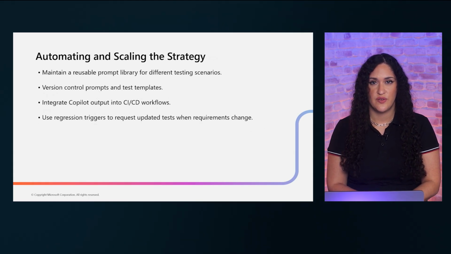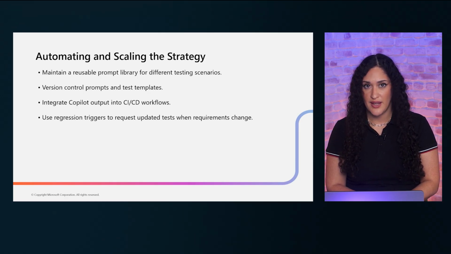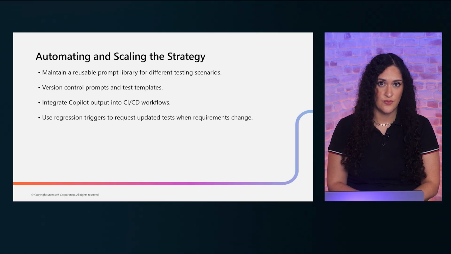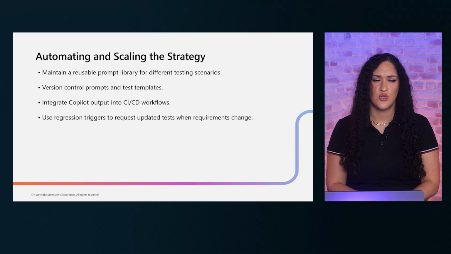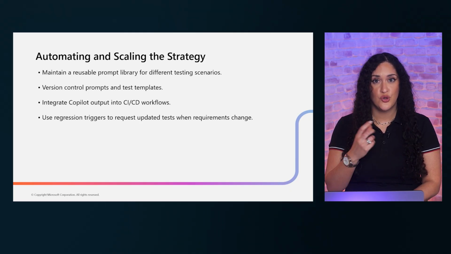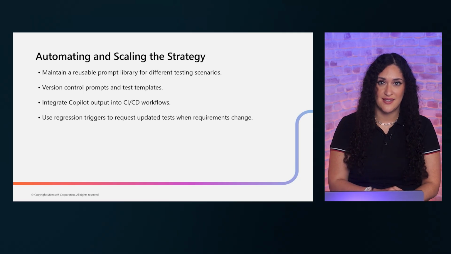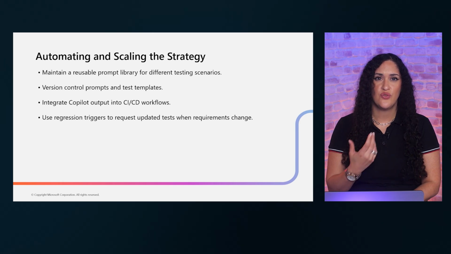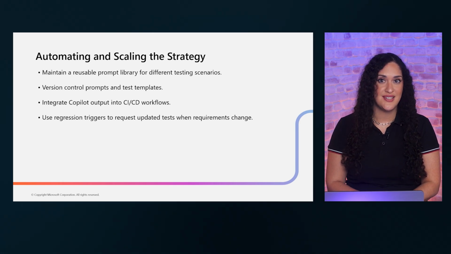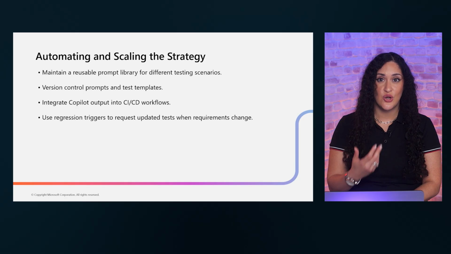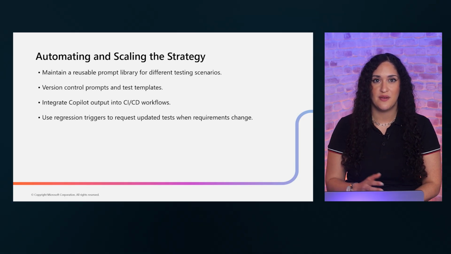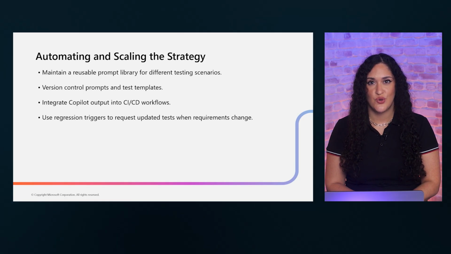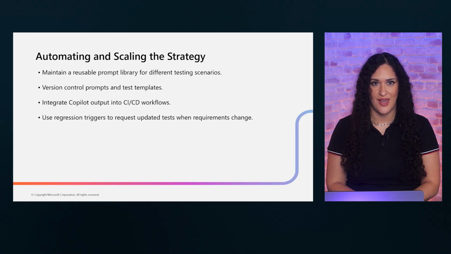To make Copilot-driven testing truly scalable, you need 4 capabilities: a reusable prompt library for different testing scenarios. Don't recreate prompts from scratch each time. Version control for prompts and test templates, so you can track changes and rollback if needed. Integration of Copilot output into your CI/CD workflows makes test generation part of your automated pipeline. And regression triggers that request Copilot to generate updated tests when requirements change.